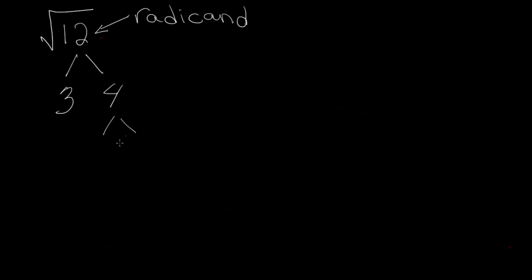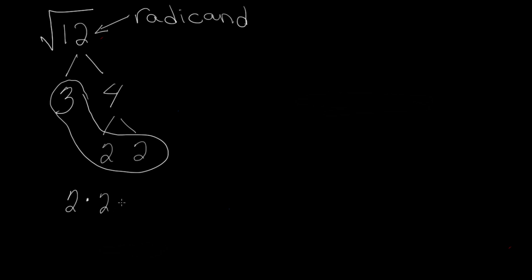But you have to continue repeating this process until the numbers don't break down any further. Notice 3 doesn't break down, 2 doesn't break down. So I'm left with these numbers here, so I'm going to write them out. When I write them out, I generally write them in numerical order, from least to greatest.